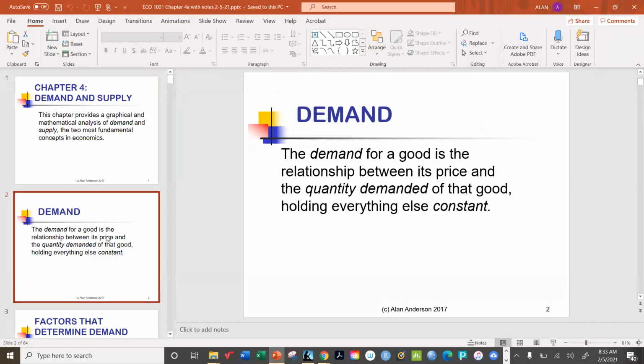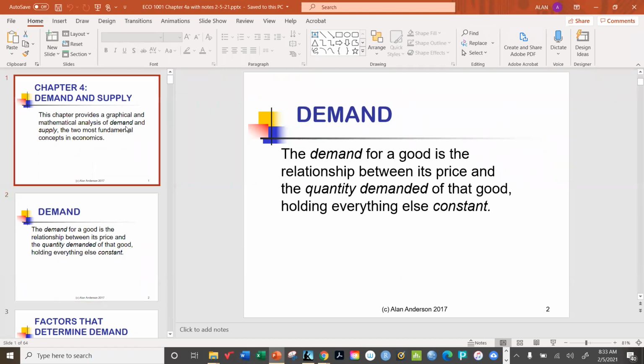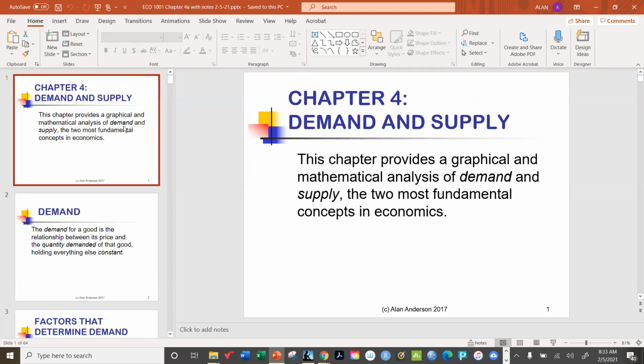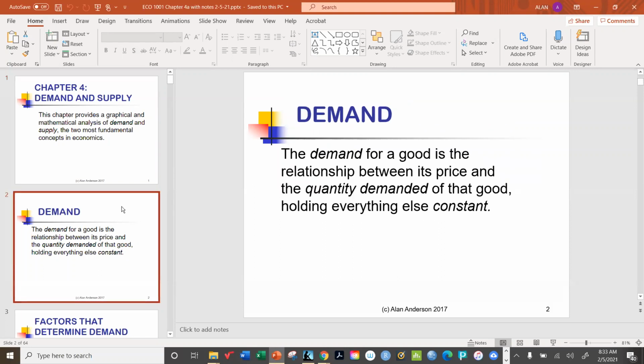with demand. Okay, now demand comes from consumers, of course. Supply actually comes from producers. And so we'll start with the individuals who are buying these products in the marketplace. And we'll begin by defining demand as the relationship between the price of a good and the quantity demanded, holding everything else constant.